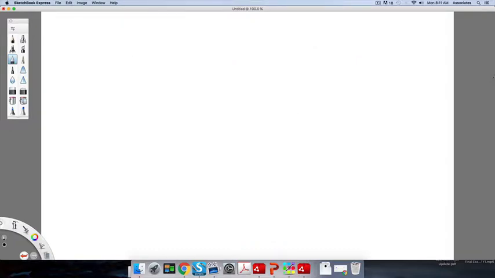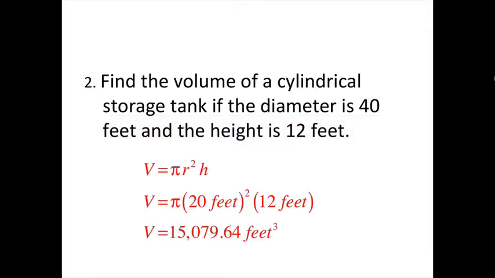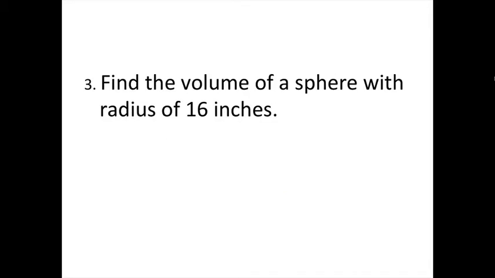Welcome back. Let's go back to our PowerPoint and check exactly the right answer. So let's go on to number three. Please remember to read these, because this time it changed from a cylinder to a sphere with a radius of 16 inches. All right, so let's go to our slate. And remember that we needed radius. So here the radius was 16 inches.